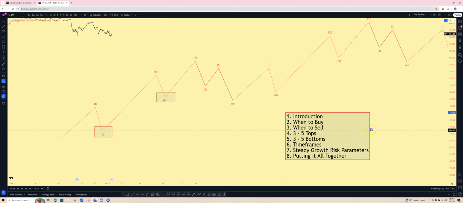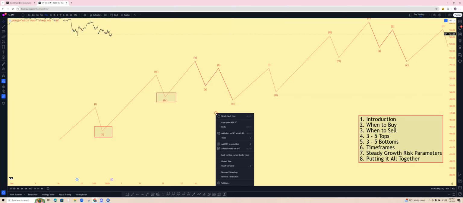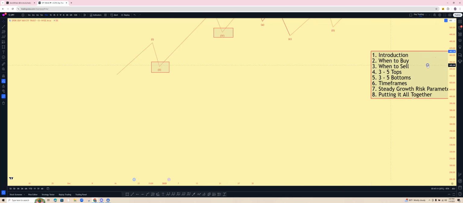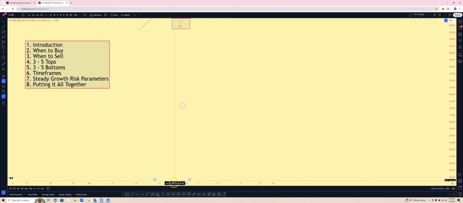So again, let's go over it. Wave 1 goes up, 2 comes down, 3 goes up, 4 comes down, 5 goes up. After this, an ABC structure towards the downside. So the question is, now since you've seen that, in theory, where do we basically buy?